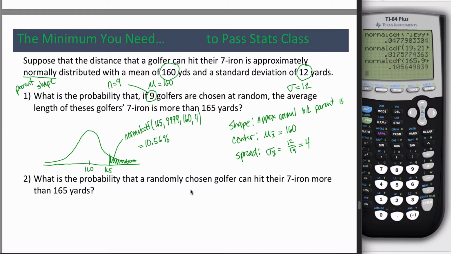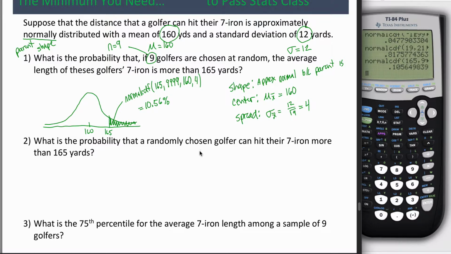Cool. What is the probability that a randomly chosen golfer can hit their 7-iron more than 165 yards? Wait, what? This looks just like number 1. Think for a minute. What's the difference between 1 and 2? The difference is, this is a trick question. This doesn't belong on this video. This belongs on the previous videos I did on the parent distribution, because it's not asking about the average of 9 golfers. It's just asking about 1 golfer.